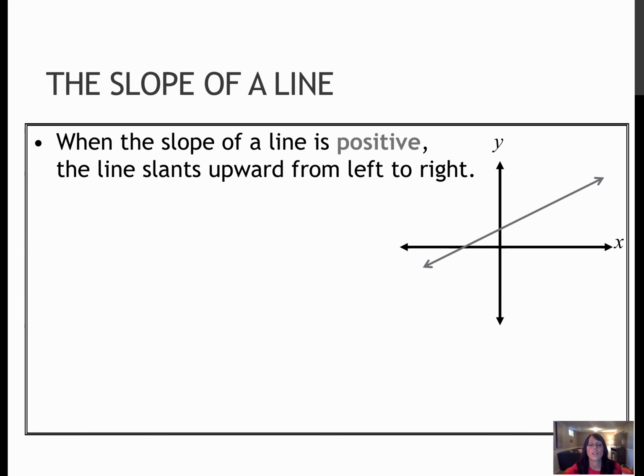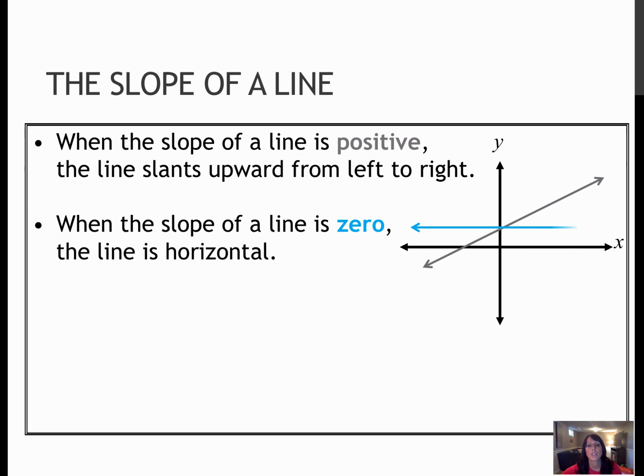Now, there are basically 4 different kinds of slope. There's the positive slope, where the line is slanting upward as you're reading a book from left to right. So from left to right, that would be a positive slope, the gray line. When the slope is 0, that means the line is horizontal. So when I'm finding the slope, the 0 is on the top and you have some other value on the bottom. The 0 on top means the slope is 0, which means we've got a horizontal line.